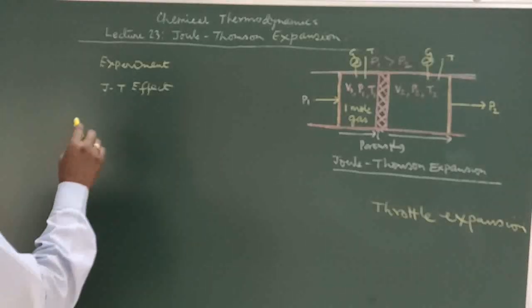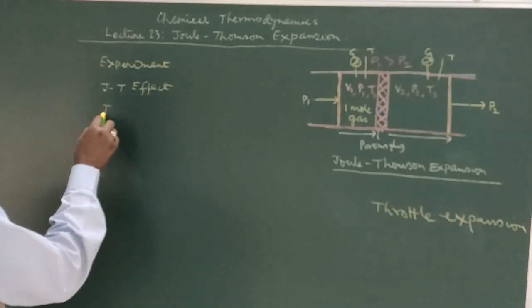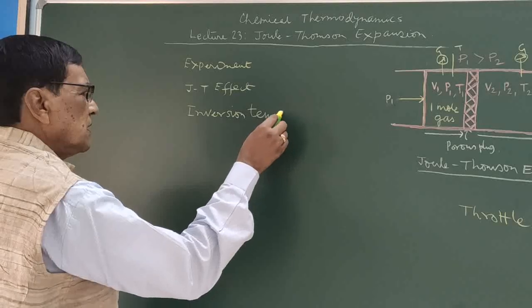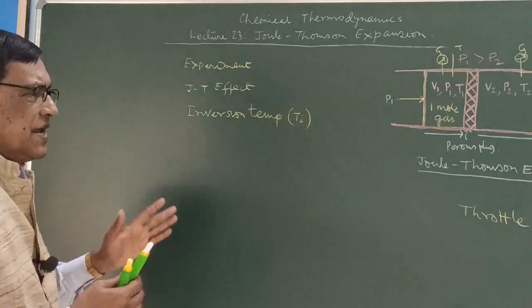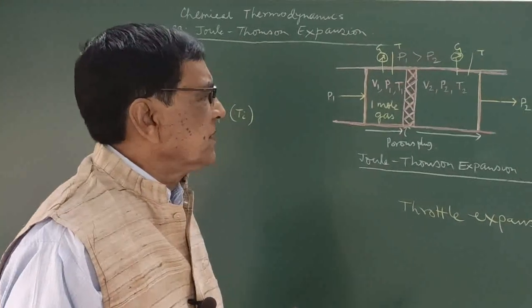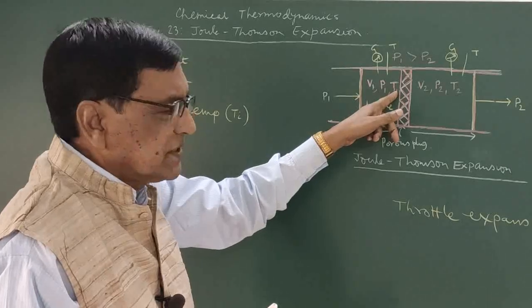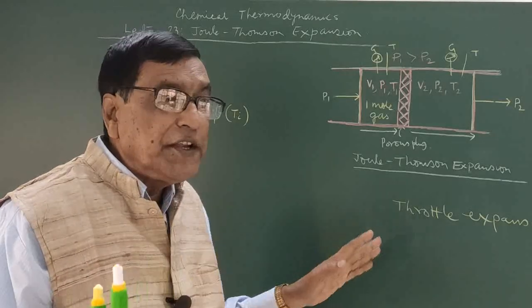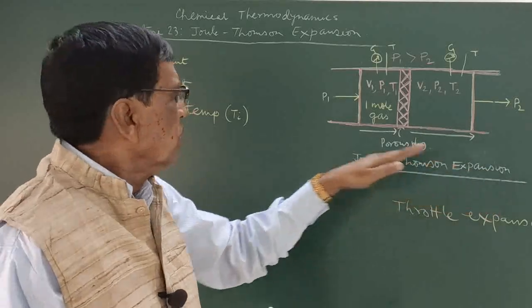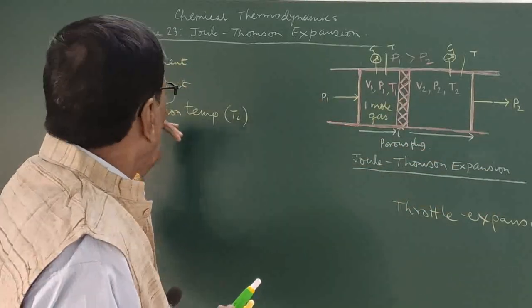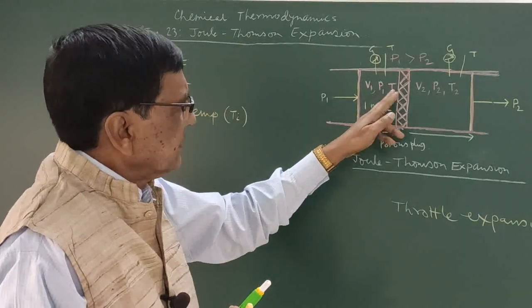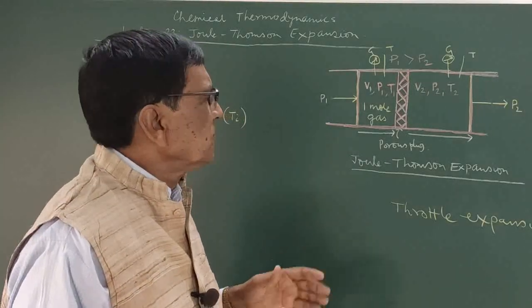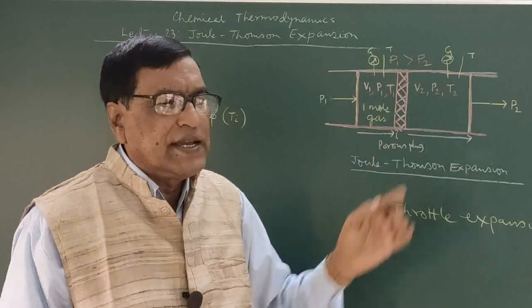Next I shall discuss the inversion temperature. Every gas has an inversion temperature. If the initial temperature is kept above this temperature, there will be a heating effect. The gas cools down only when the initial temperature is below Ti. When the gas initial temperature is equal to Ti, there will be neither cooling nor heating. So the inversion temperature plays a very important role in cooling down a gas.